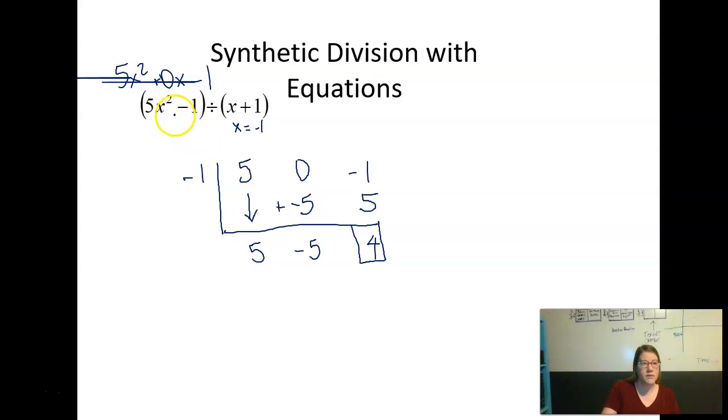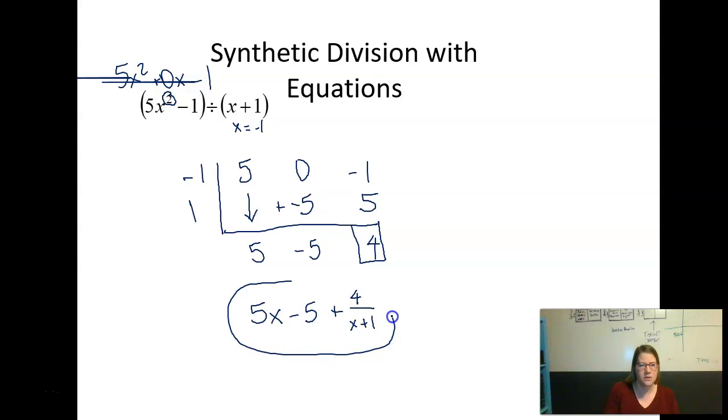So again, I'm going to look up at my original equation. It's squared. So I know that this first term here is going to have an x to the first degree on it. So that would just be 5x. The next one won't have an x. And then plus 4 over my divisor, which was x plus 1. Okay, so there's the solution. All right, let's try another one. We'll just do a couple more examples.